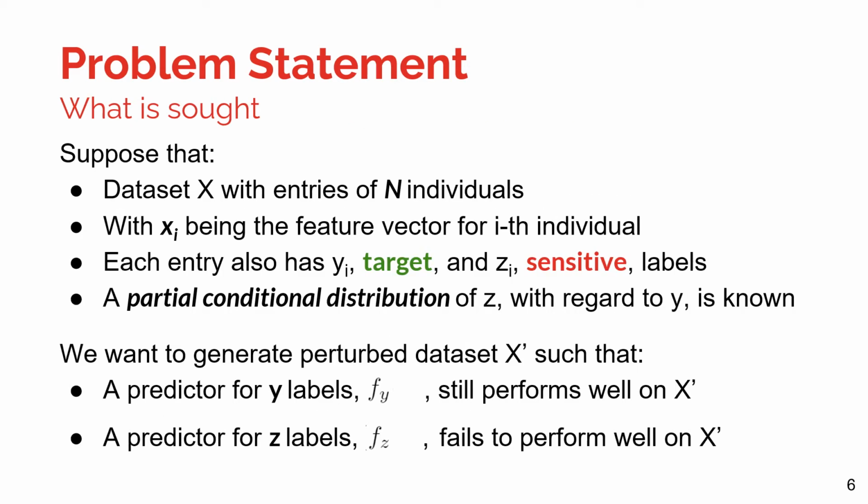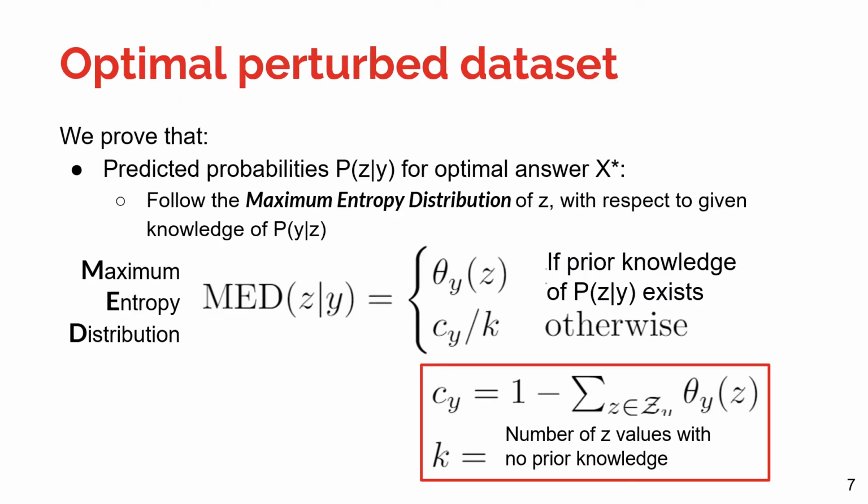The goal here is to generate a perturbed dataset X prime such that a predictor for the target labels Y still performs well on X prime, while a predictor for the sensitive labels Z fails to perform well on X prime. In our paper, we proved that an adversary's predicted probability of Z given Y for an optimal answer X star should follow the maximum entropy distribution, MED, of Z with respect to the prior knowledge.